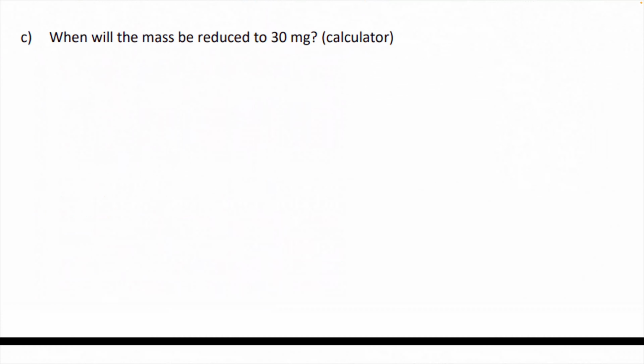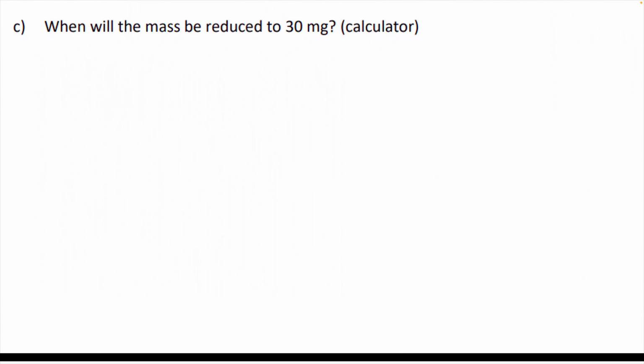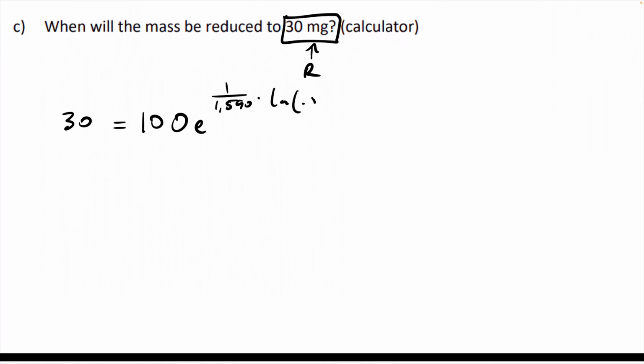Part C, how do I do part C? If you tell me how to do it, I will help you with it. How is it different than the question we just asked? Yeah, changing variables, right? This is not T, this is R. So you got to plug that in for R. So we get 30 equals 100 e to the 1 over 1,590 times natural log of 0.5 times t.